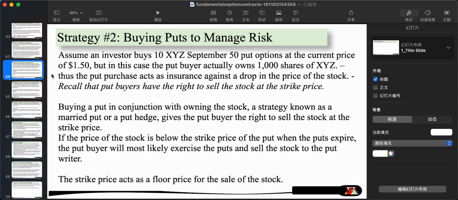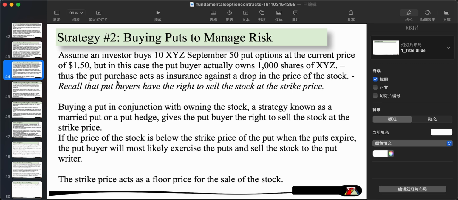So strategy number 2: you can buy puts to manage risk, to hedge against the downside. Assume an investor buys 10 XYZ September 50 put options at the current price of $1.50. But in this case, the put buyer actually owns 1,000 shares of XYZ. Thus, the put purchase acts as insurance against a drop in the price of the stock.